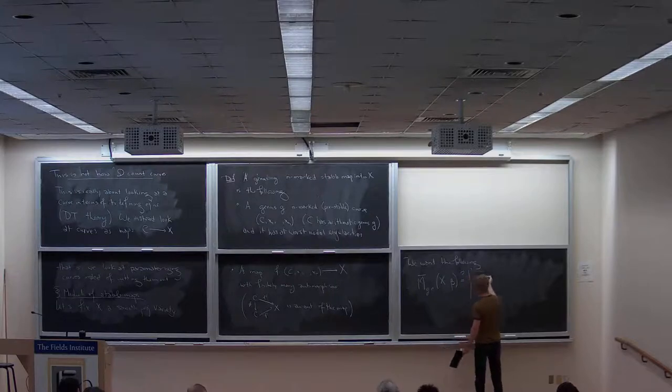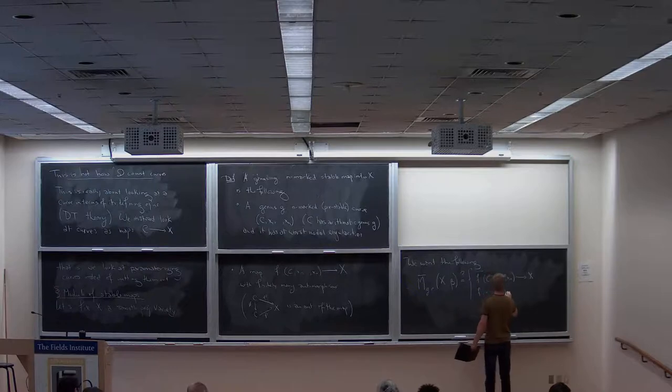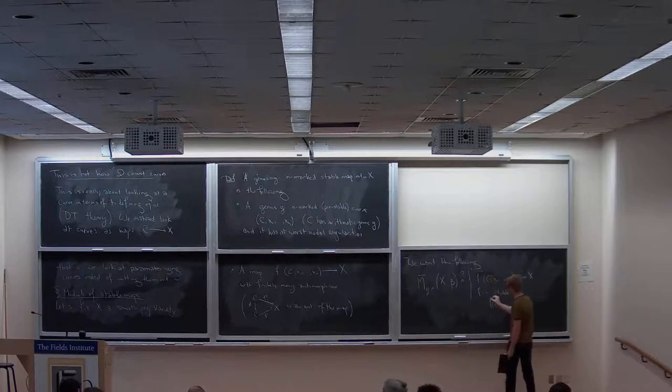Basically, this is supposed to be the thing that parameterizes all maps F from a genus. Well, basically, it parameterizes all stable maps. And there's one other little bit of information I put here. There's this beta here. And we also want that F of C, the image, has homology class beta in H2 of X.